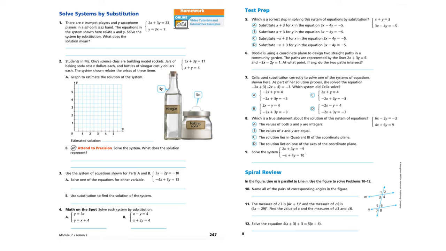Once you complete the on your own, if you feel like you need more practice or a little more review, go ahead and do some or all of these problems here in the more practice homework. If you feel like you're good to go, then do the test prep and spiral review. So that's all for lesson 3. We will see you in lesson 4.